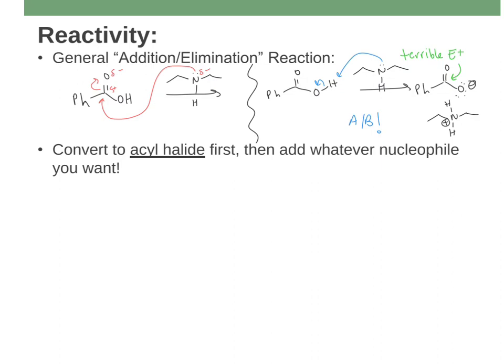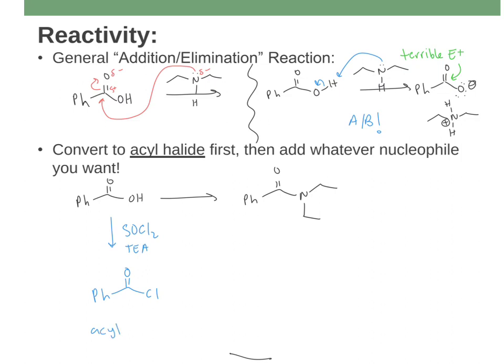So for example, if I wanted to turn that benzoic acid into that amide, right? What I would do first is add SOCl2 and some base like triethylamine or pyridine. And that would turn it into the acyl halide. Which is awesome because these are super reactive. They will react with any good or poor nucleophile.